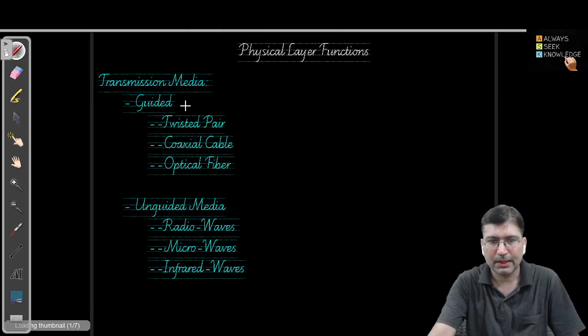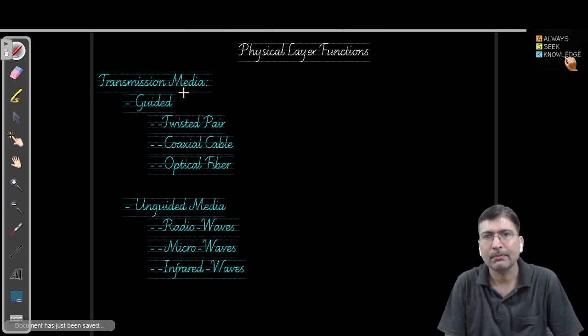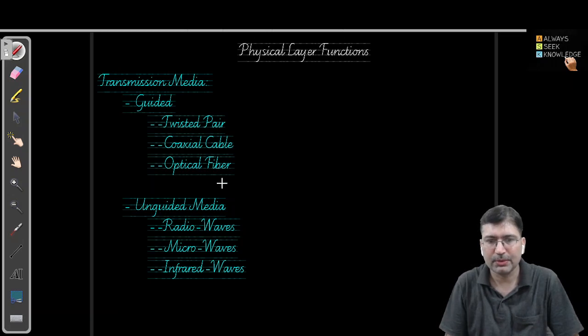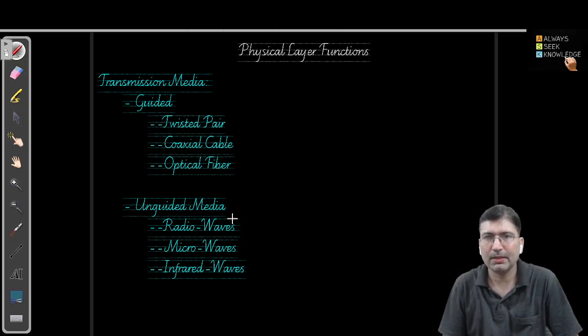Right. The next important function of the physical layer is the transmission media. So it also deals with the transmission media. And I have already told you in the previous class, there are two types of media, guided and unguided. In guided media, there are twisted pairs, coaxial cables, and optical fiber, or you can say fiber optics. In unguided media, there are different types of signals we use. So we use radio waves, microwaves, or infrared waves.